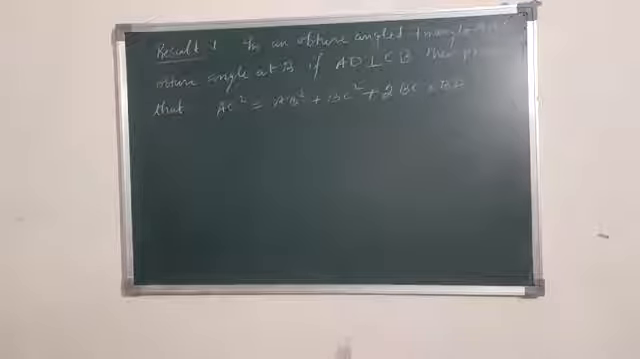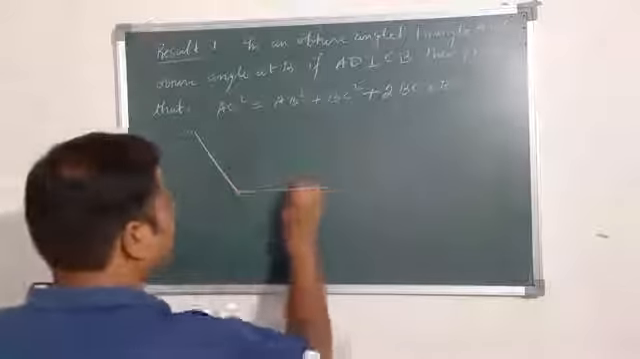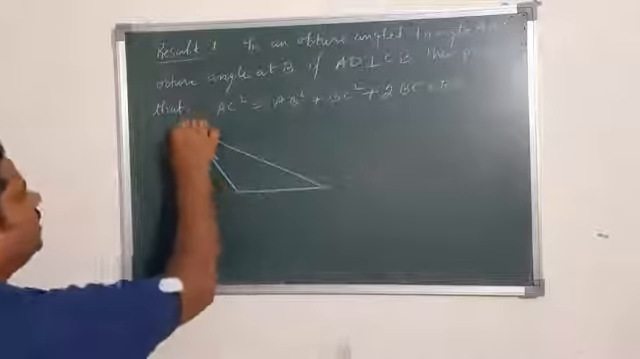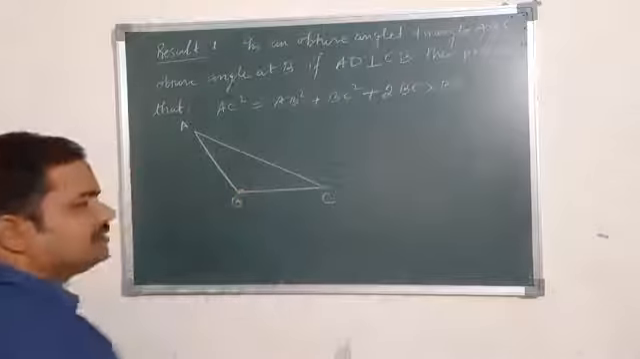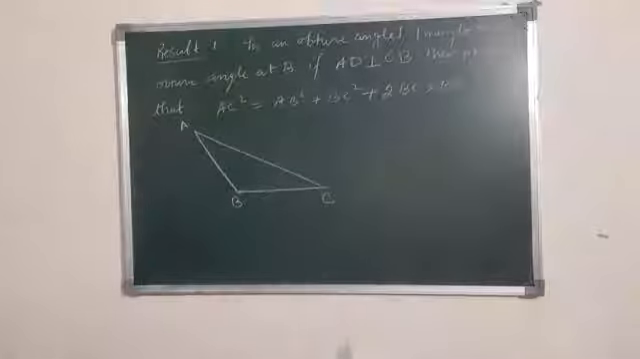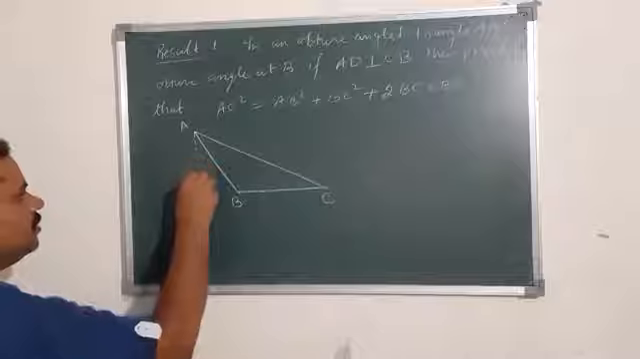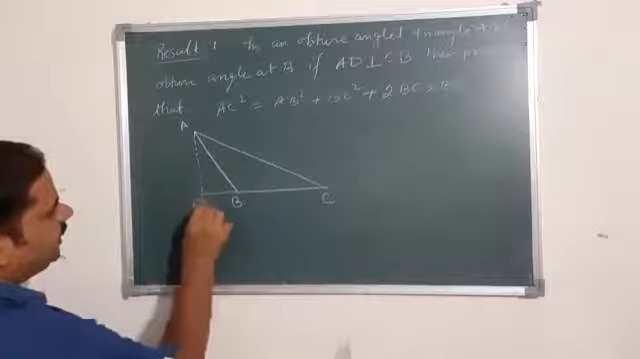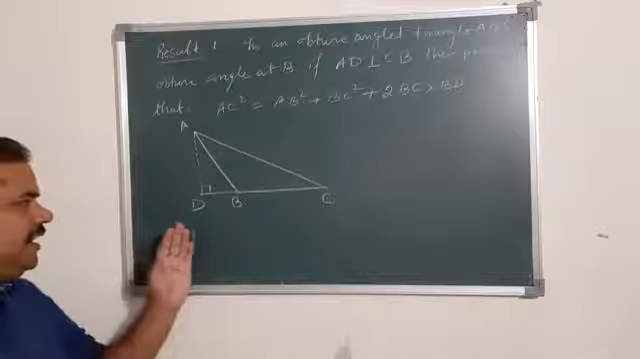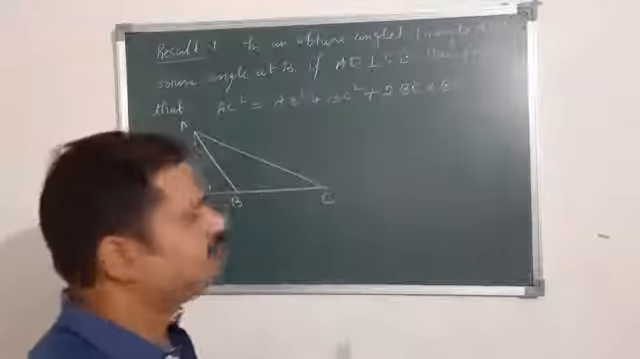So this is an obtuse angle triangle ABC which is obtuse at B. If we draw, by producing line AD, and this is 90 degrees, AD is perpendicular to BC, then we have to show AC square is equal to AB square plus BC square plus 2BC cross BD.